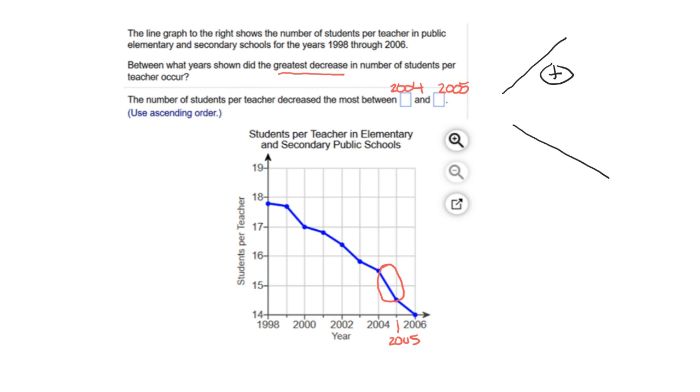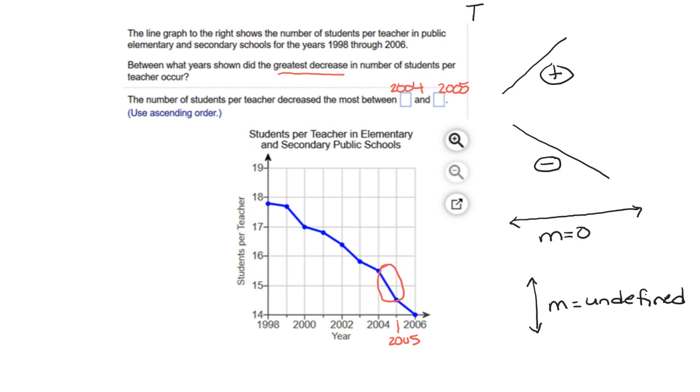This is a decreasing or a negative slope; it decreases from left to right. If you have a horizontal line, our slope is equal to 0. And if you have a vertical line, our slope is undefined. All right, so these are the types of slopes we have, and right now we're working with positive and negative slopes.